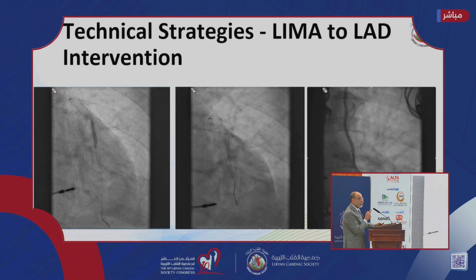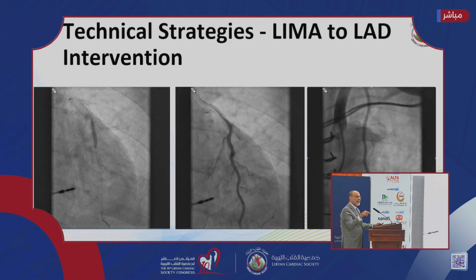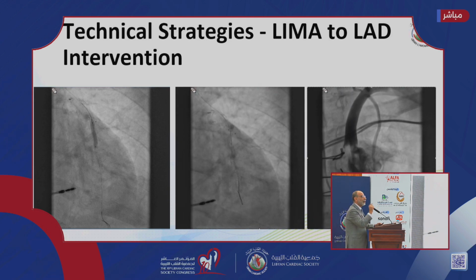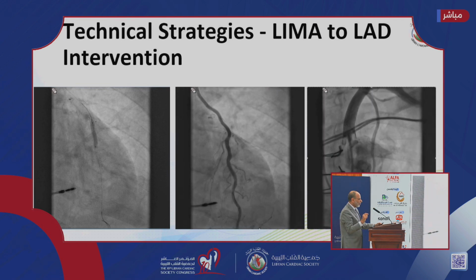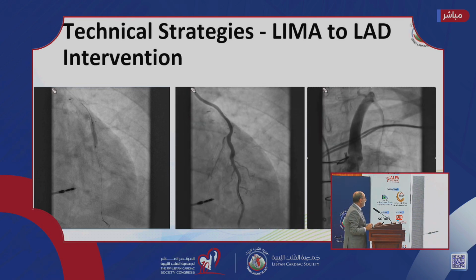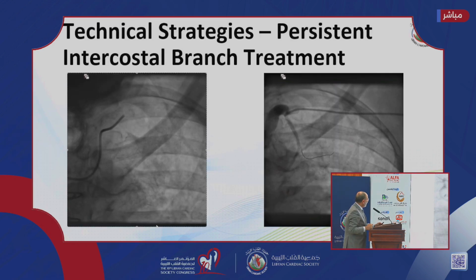This last picture is very important. Why? Because whenever you do this, whether it's femoral, left radial, or right radial, you have to check the ostium of the LIMA, whether you created any dissection or not, in any case that you do for the LIMA engagement. Now I'm going to go to the next case.